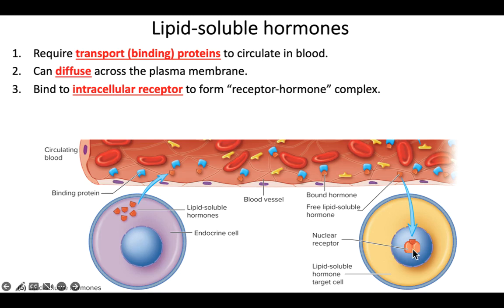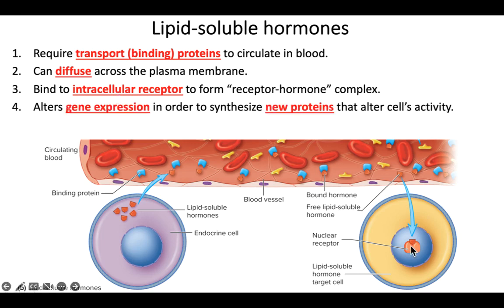So in this case, they call this a nuclear receptor because it's in the nucleus. Sometimes they're out here. But if you're a lipid-soluble hormone, your receptors are inside of the target cell. They are intracellular. All right? And then what happens next is this complex of the receptor and the hormone targets genes. All right, so it's going to alter genetic expression.